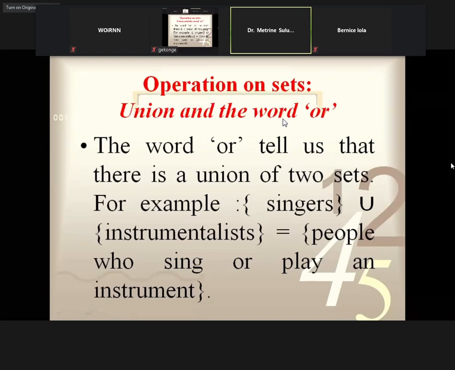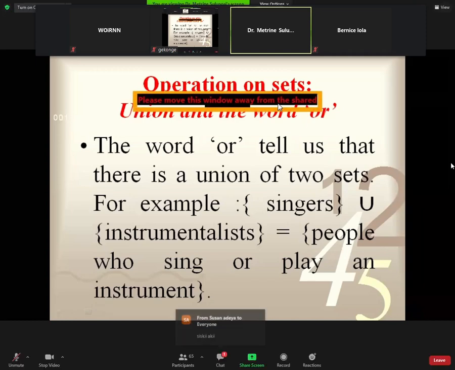I'm saying anytime you are referring to the word union, it always goes with the word or, O-R, meaning given two sets or three sets, either the element is in the first set or the element is in the second set, or the element is appearing in both sets. That is what I mean.